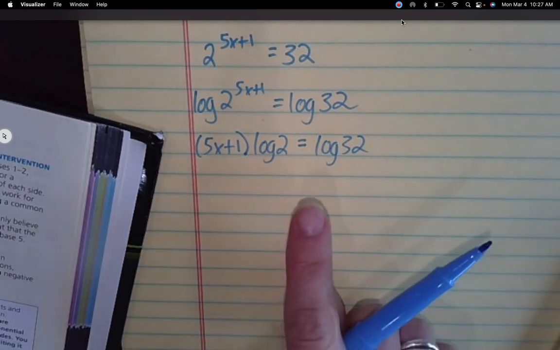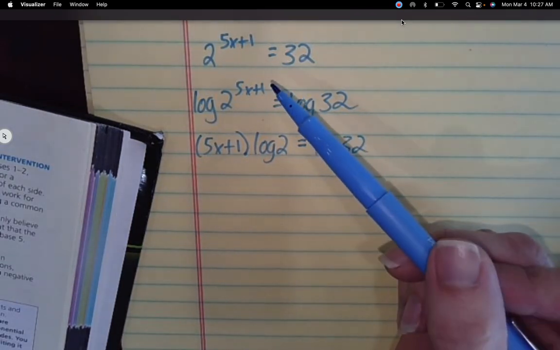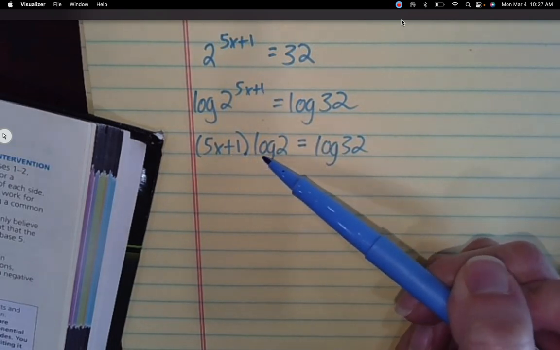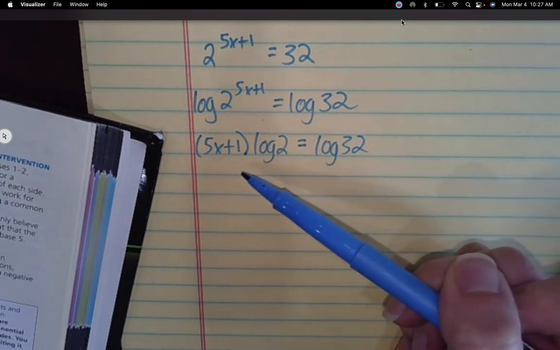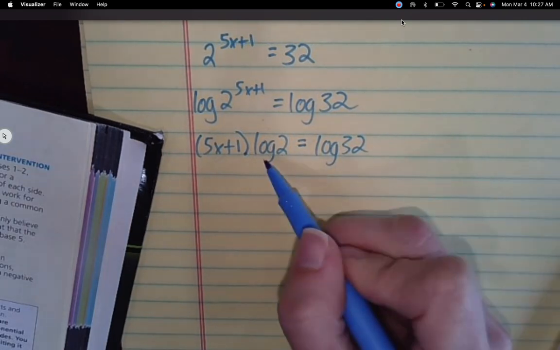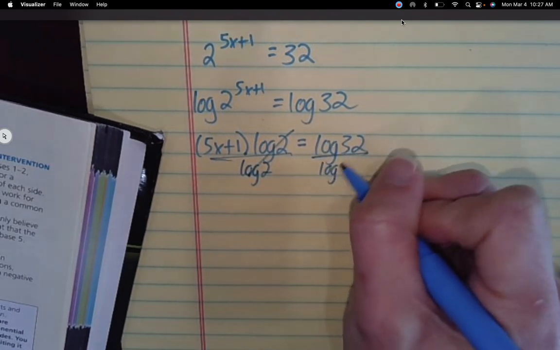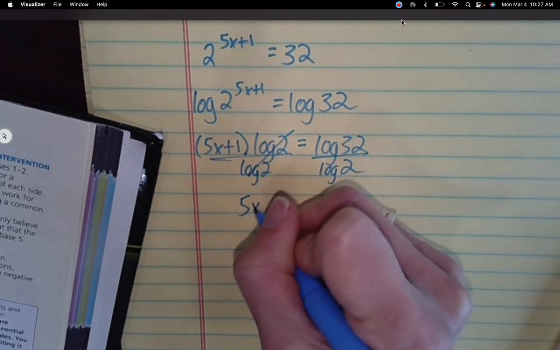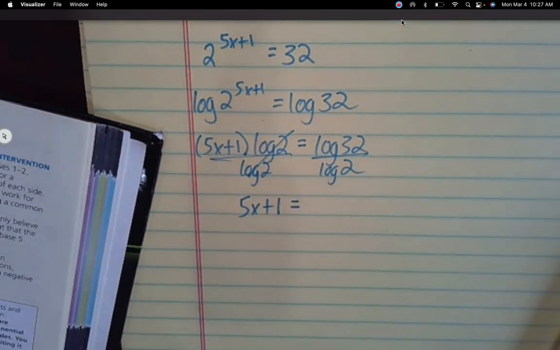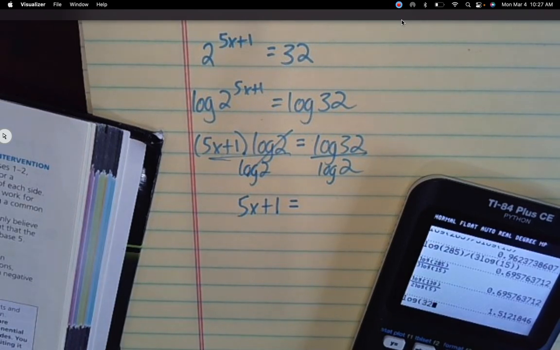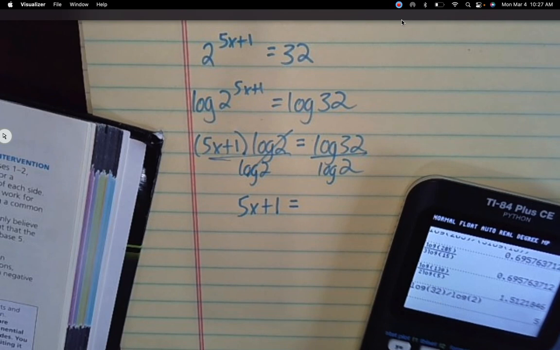So, y'all, this one was a little bit different. It's just more to it. I brought this whole big exponent and we put it out front. We know that rule. Now, since I'm multiplying by the log of 2, how do I move that log 2? Yeah, just divide by the log 2. So I have 5x plus 1 equals, I'm going to figure out what that number is. Log 32 divided by log of 2. Oh, how nice. It's 5.